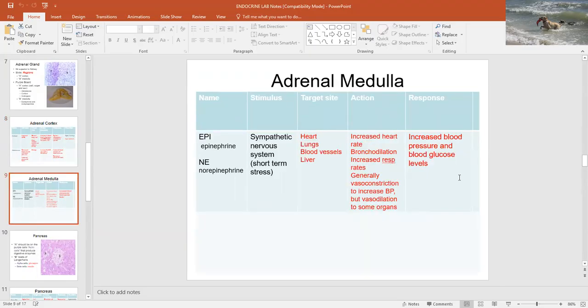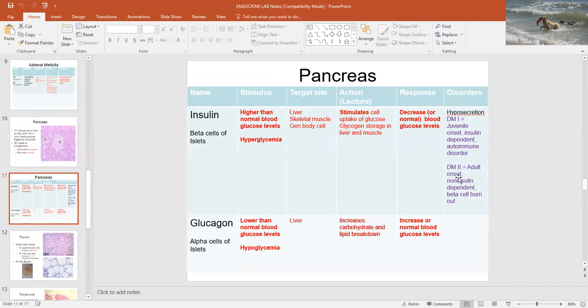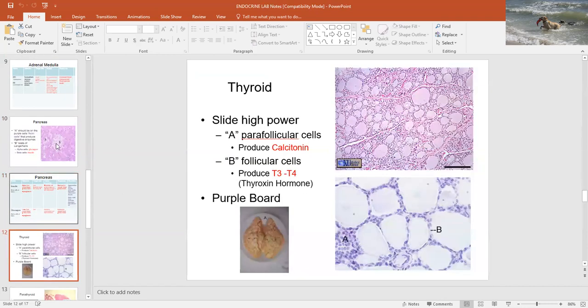Okay, so let me move on. Pancreas. Oh, now we're down to the thyroid gland. This is one of my favorites because the thyroid gland histology is very unique.